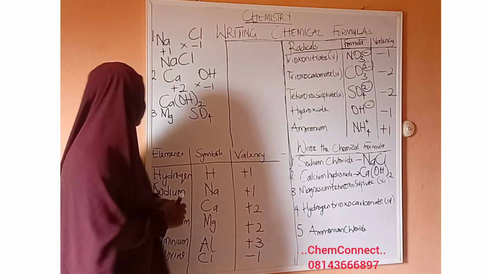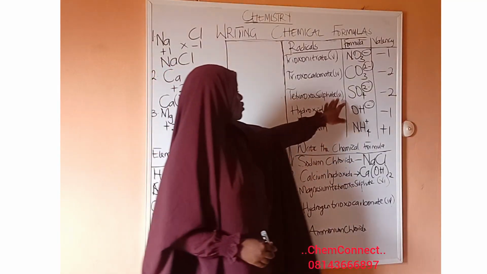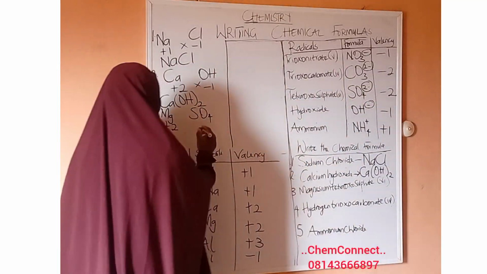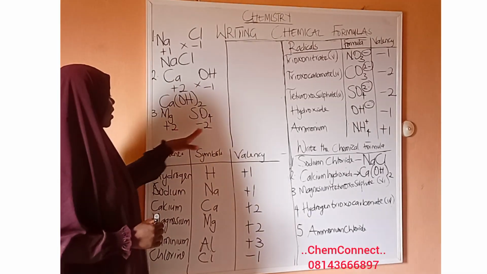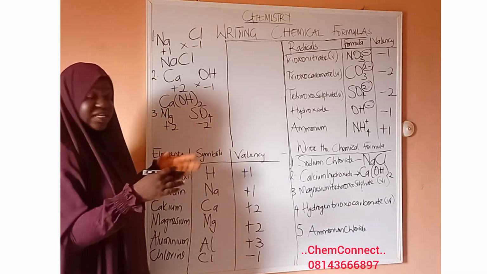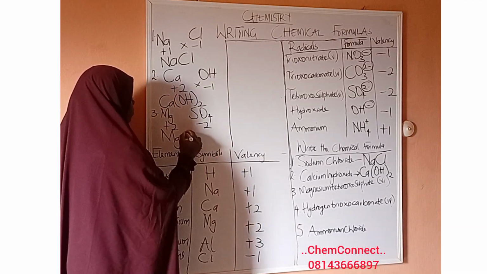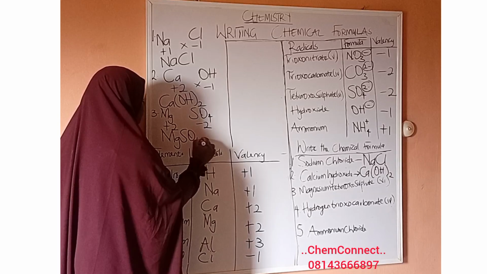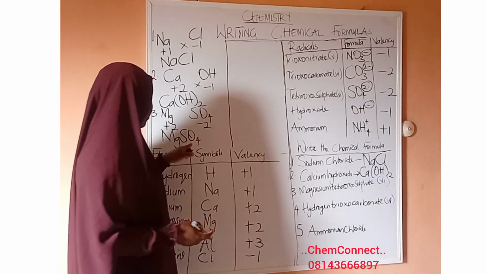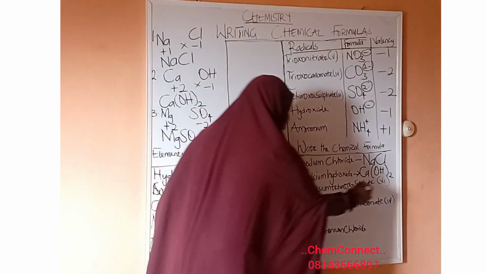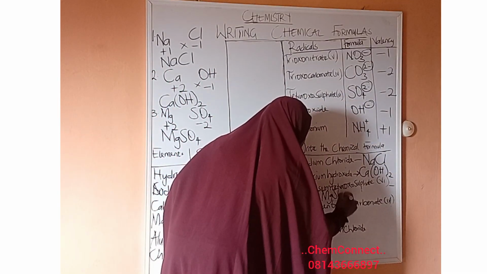Then the next step is for you to write the valency. Valency for magnesium is +2. Valency for tetraoxosulfate 6 is -2. Remember I said earlier on that when the valencies are of the same value, it cancels out. So the symbol becomes MgSO4. Since the valencies are of the same number, it cancels out. So the chemical formula for magnesium tetraoxosulfate 6 is MgSO4.